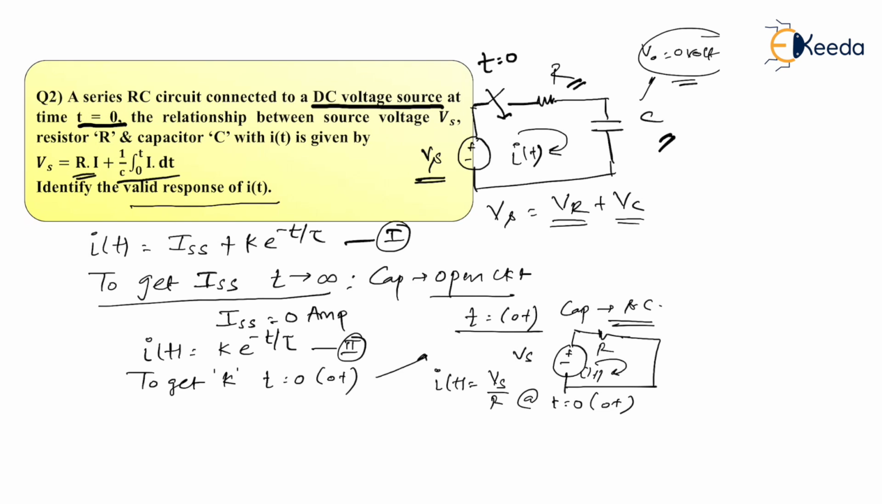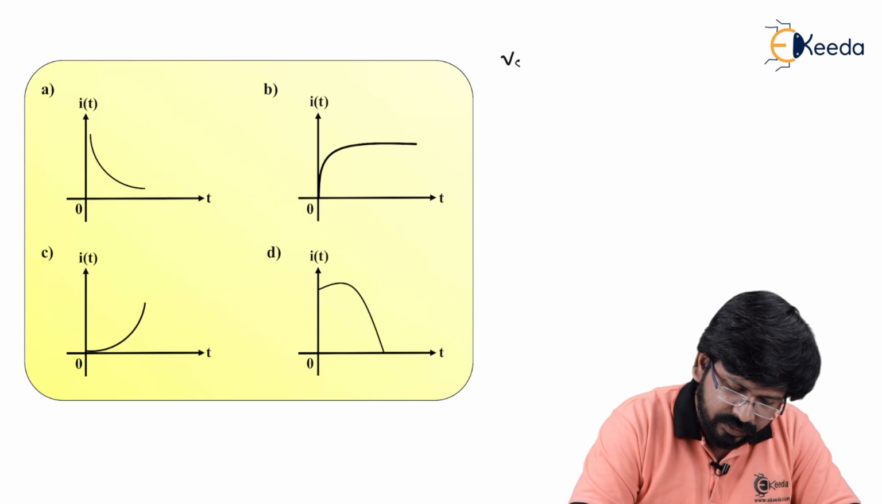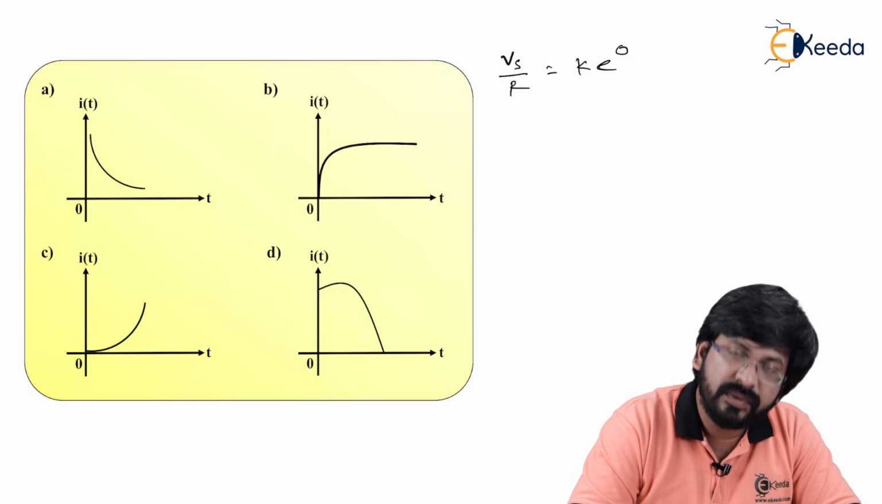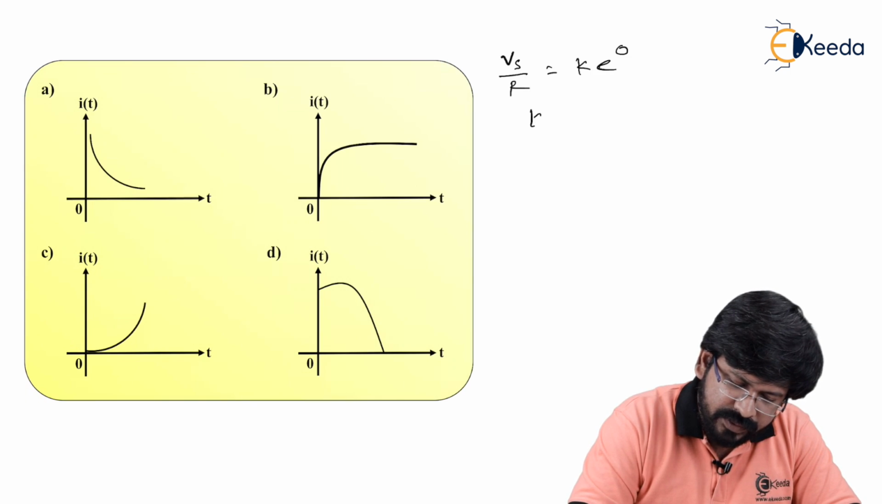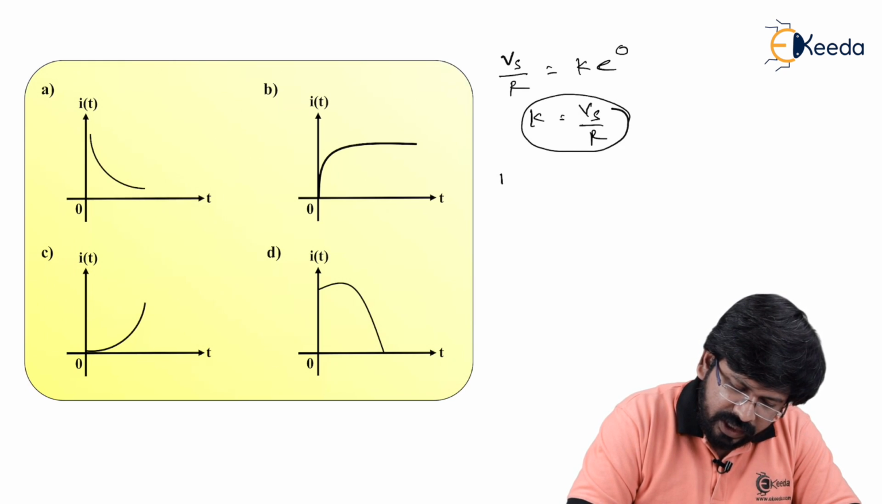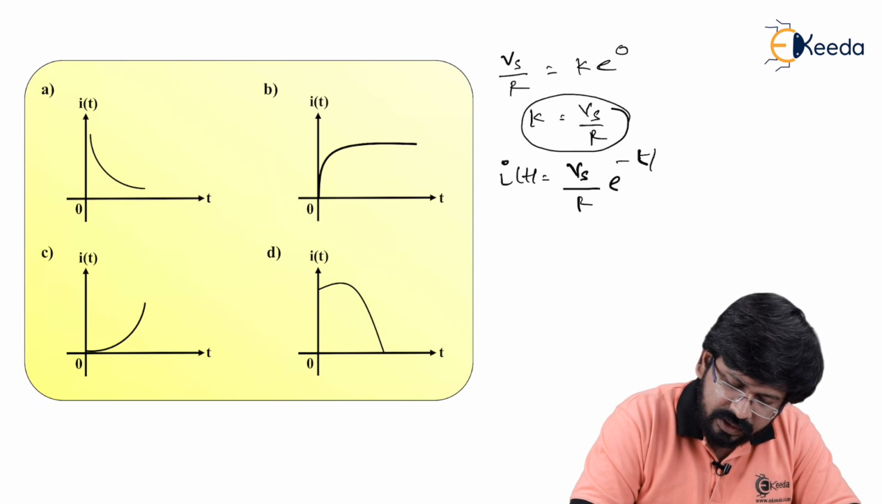I can substitute these two things in equation number 2. This is equation number 2 I'm talking about. Let's substitute I of t equal to Vs by R in equation number 2. So Vs by R is equal to k into e to the power 0. Am I right? So k becomes Vs by R. So I can now substitute it and write the final equation for I of t. It's simply Vs by R e to the power minus t by tau.